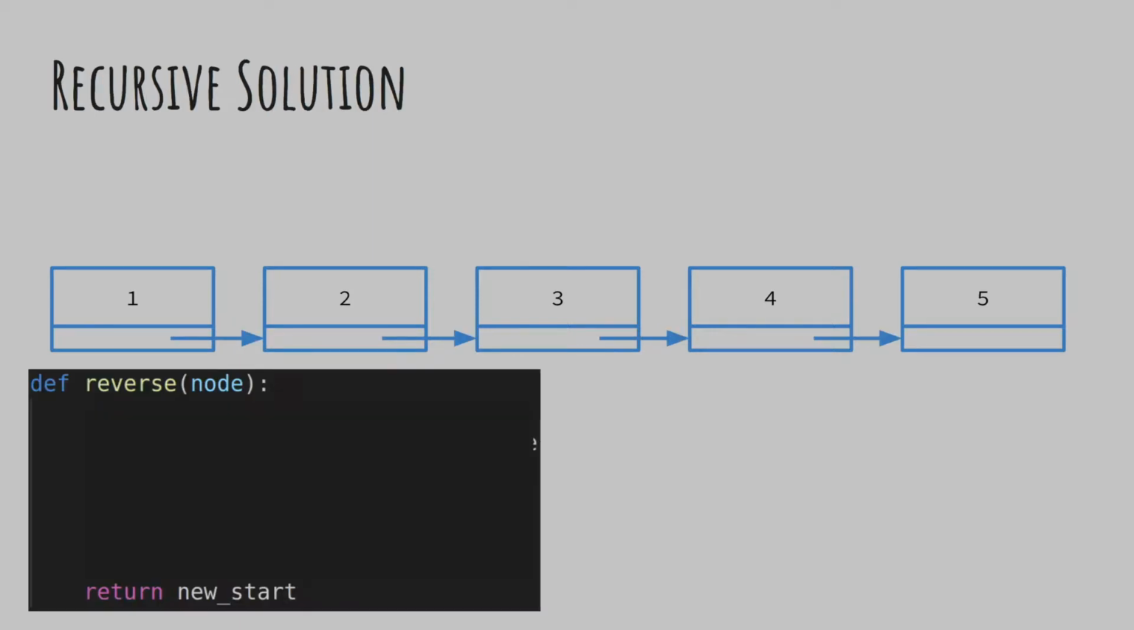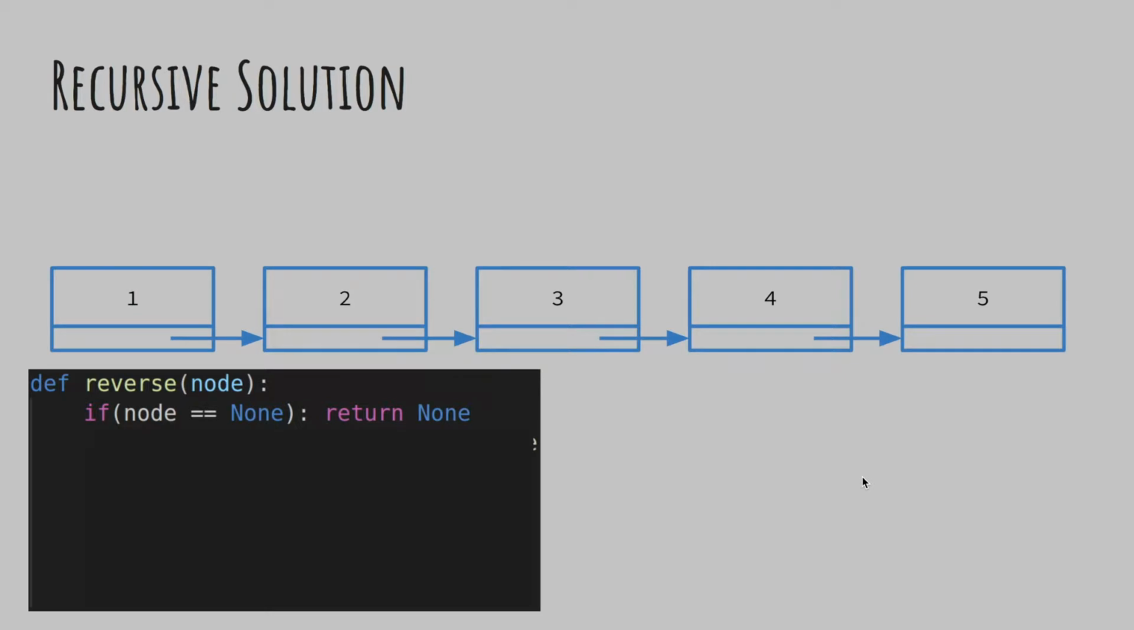So our simple solution will be a recursive function that as input gets the starting node of a linked list, and it will return the new starting node. So if we want to reverse this linked list, the input will be this node, and it will return the new starting node of the reversed linked list, so it will return the last node of the original list.